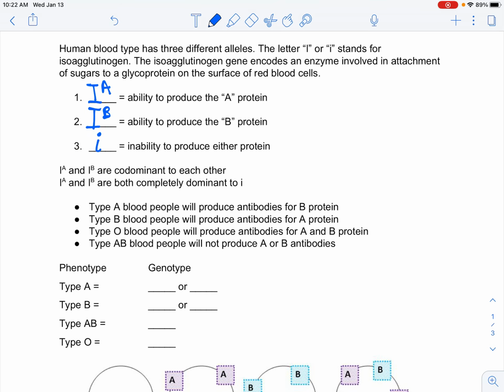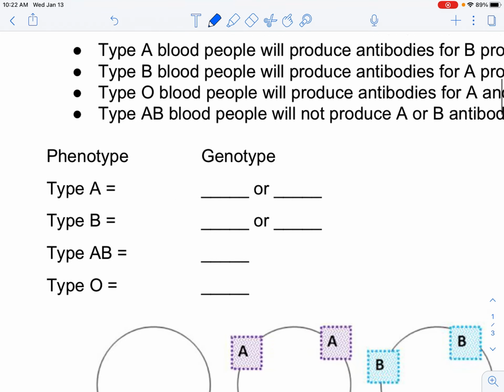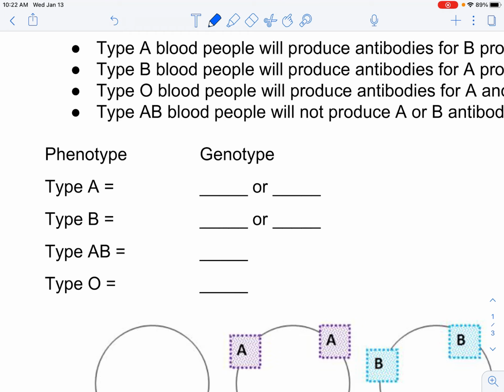Okay, so you either have type A, type B, type AB, or type O. Now, it does get more complex. You could be like A positive, O negative, those types of things. But we're going to exclude the positive and negative, which is called the Rh factor. We're just going to talk about whether you're type A, B, AB, or O for this worksheet.